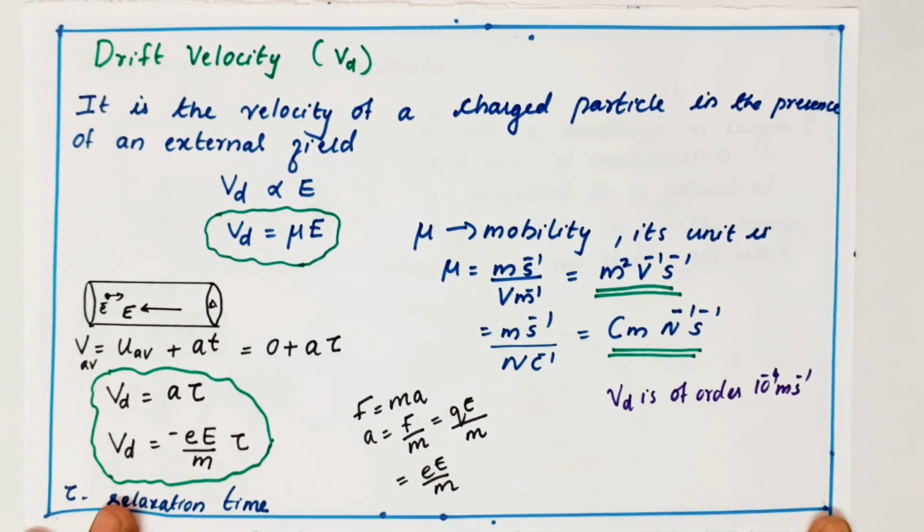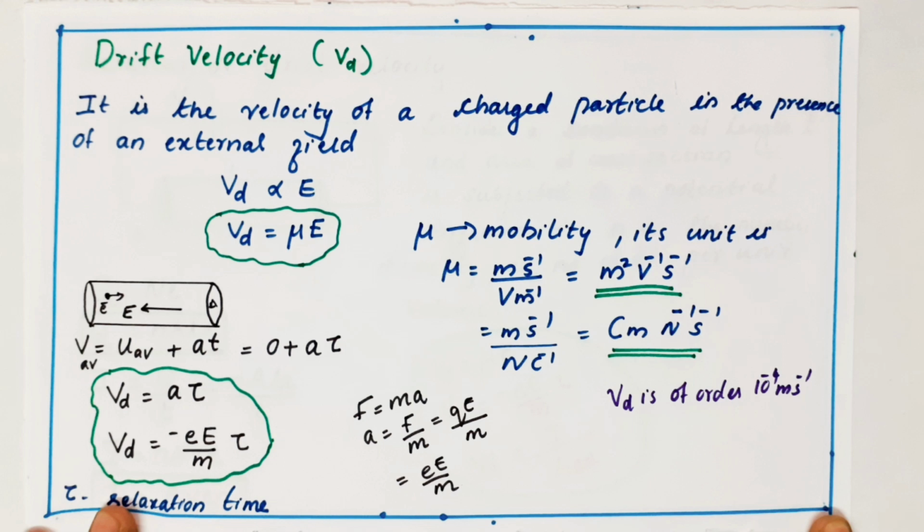This is part 2 video of current electricity. Before watching part 2 video of current electricity, you have to watch part 1 video of current electricity. In this video, I am discussing drift velocity and Ohm's law in terms of conductivity and current density.